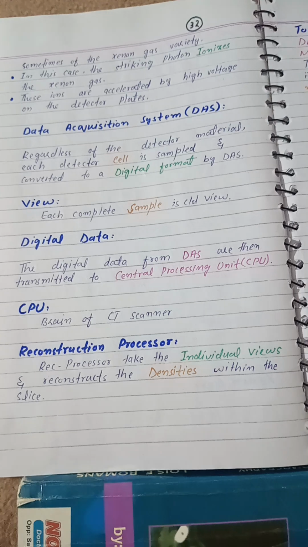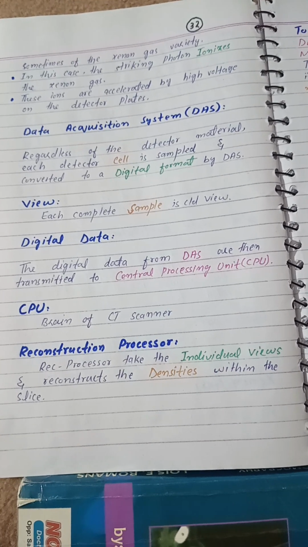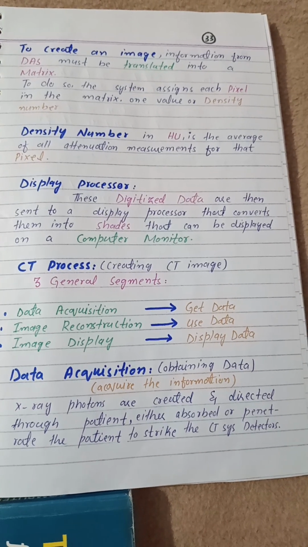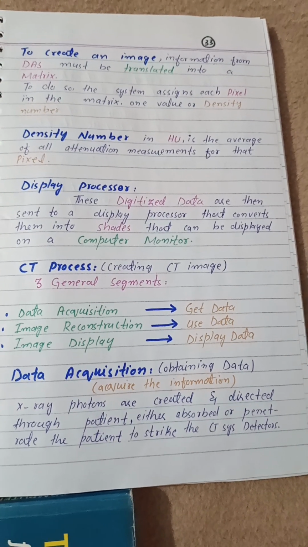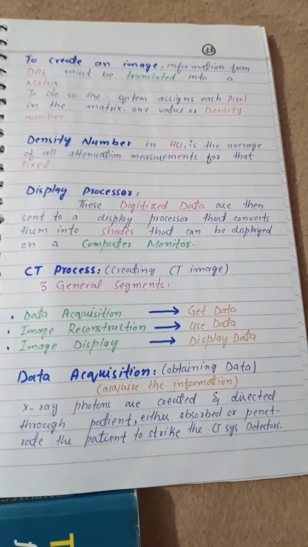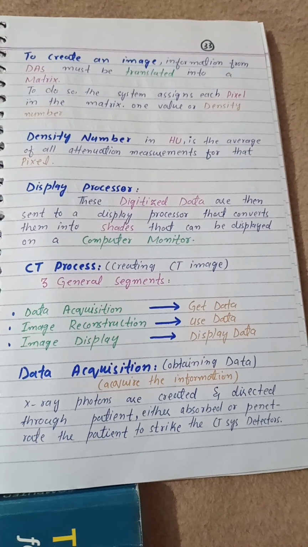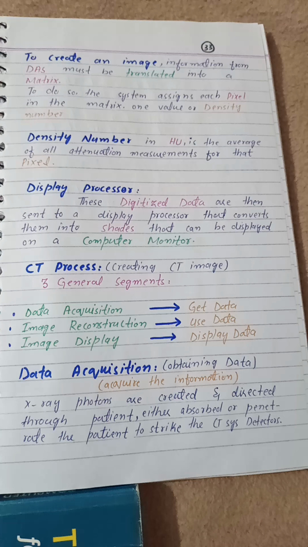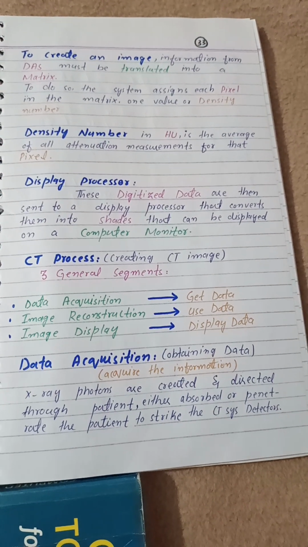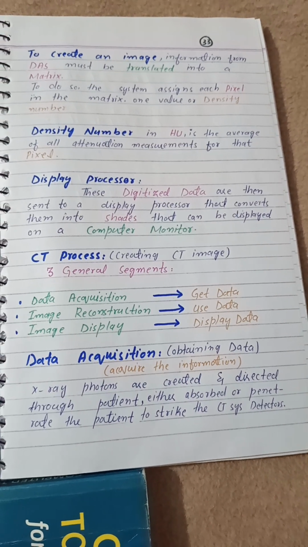The reconstruction processor takes the individual views and reconstructs the densities within the slice. To create an image, information from the DAS must be translated into a matrix. To do so, the system assigns each pixel in the matrix one value or density number. The density number in Hounsfield units is the average of all attenuation measurements for that pixel.